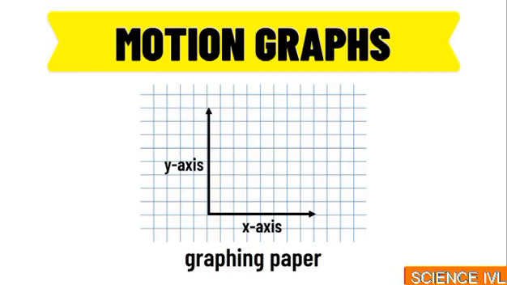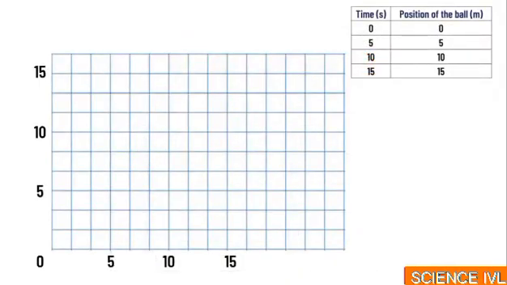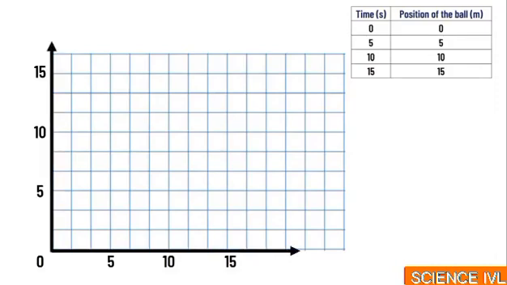To understand how a graph works in representing motion, let us try graphing the following data. The table shows the position of the ball in a given time interval. To represent the motion of the ball using a graph, we need to plot this given data. In this Cartesian coordinate, we have x and y axis. The time interval will be plotted on the x-axis and the position of the ball is on the y-axis.